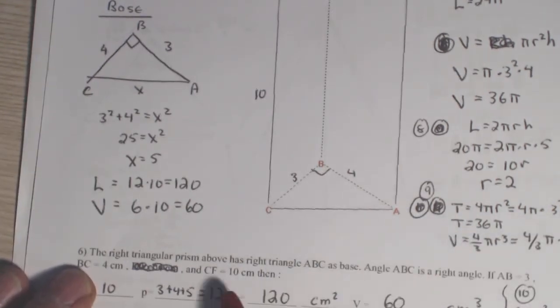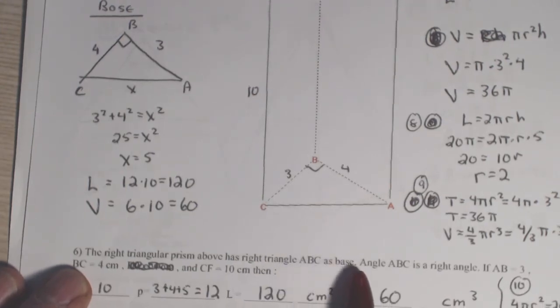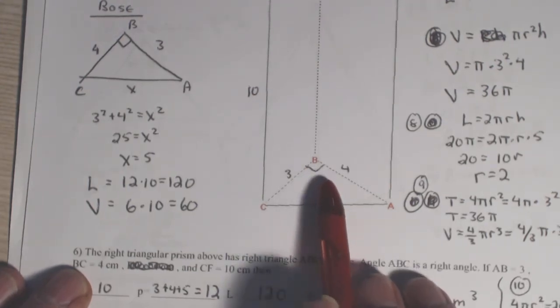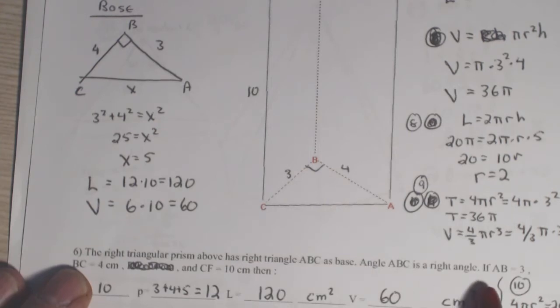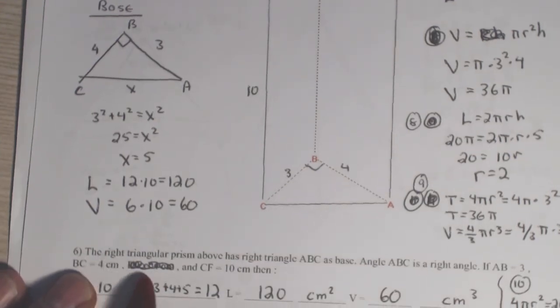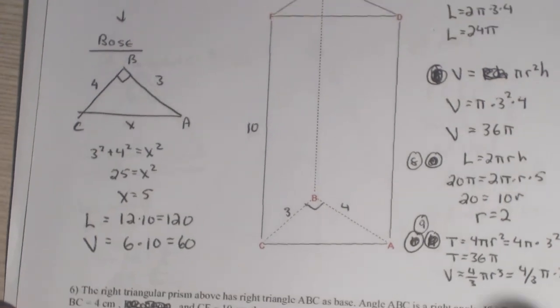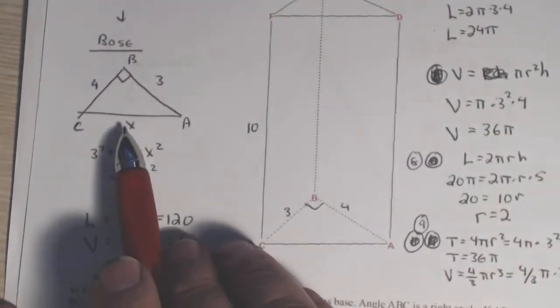It has right triangle ABC as its base. Angle ABC is a right angle. I put a right angle in there. AB is 3. BC is 4. In class, we marked out what it said there. It was DC equals something. And CF is 10. Okay, now we have to figure out for our base the third side that's missing.